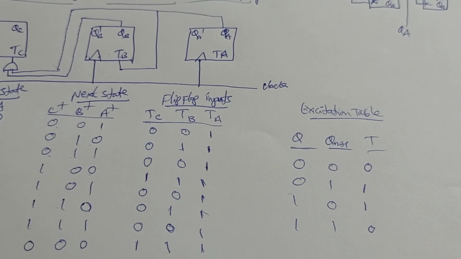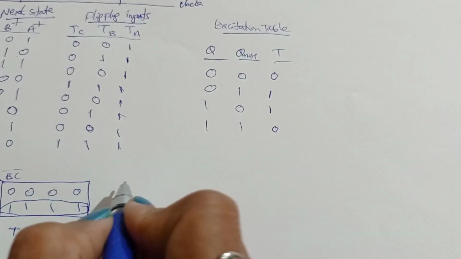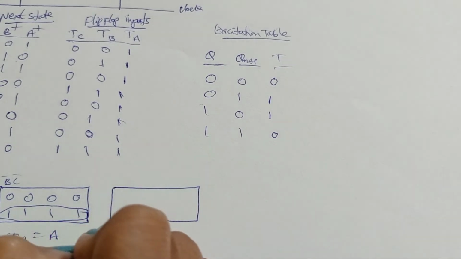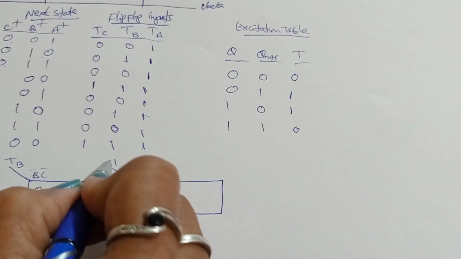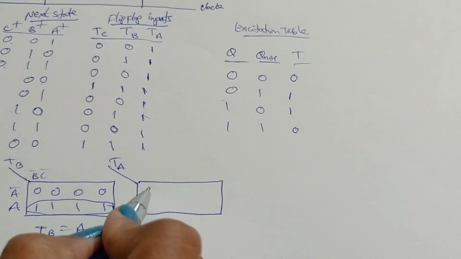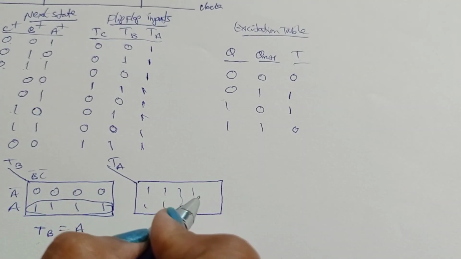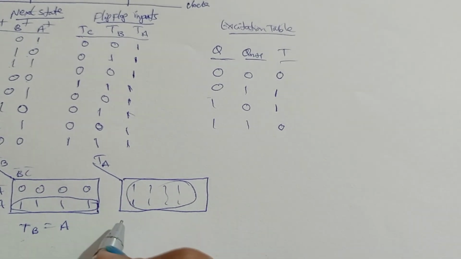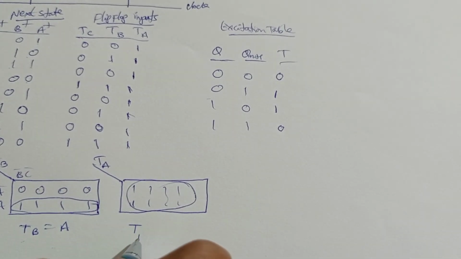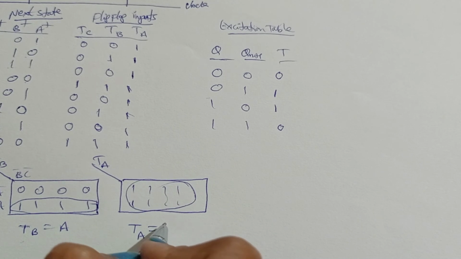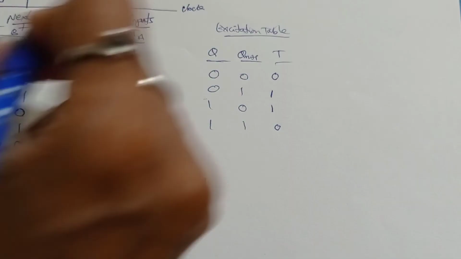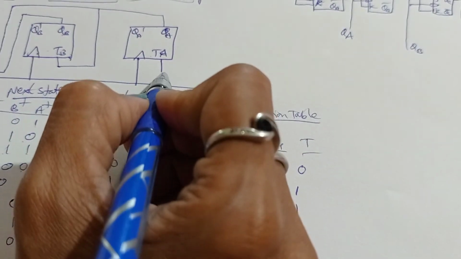Same way, now we'll design the K-map for TA: all ones, so an octet. An octet eliminates 3 variables. So TA, the input of the first flip-flop A, is 1. That is, we can directly give 1 as the input here.